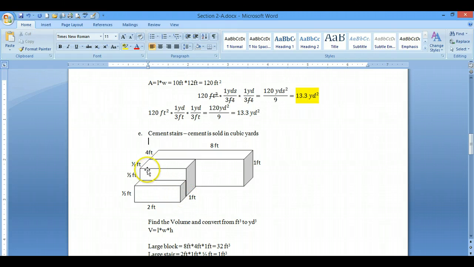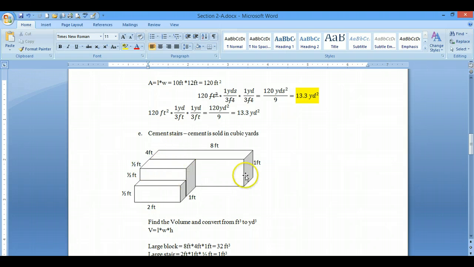The next one, I have half a foot here, which means the whole length from here to the bottom is 1 foot, and the depth of this one is half a foot, and the length of it is the same as the one previous. The length of the stair is 2.